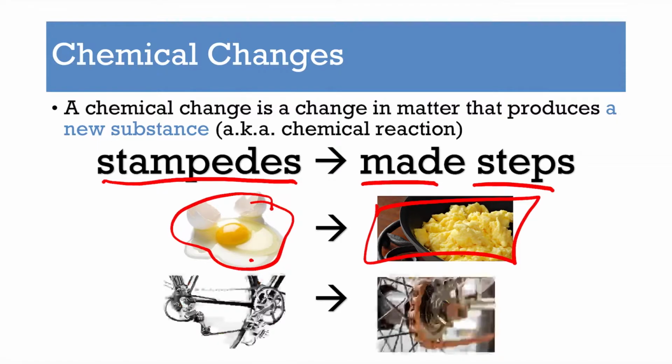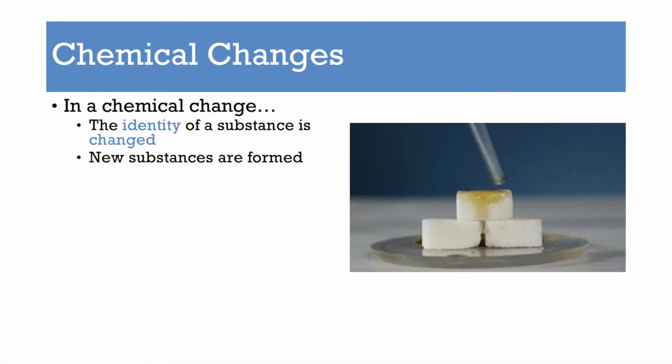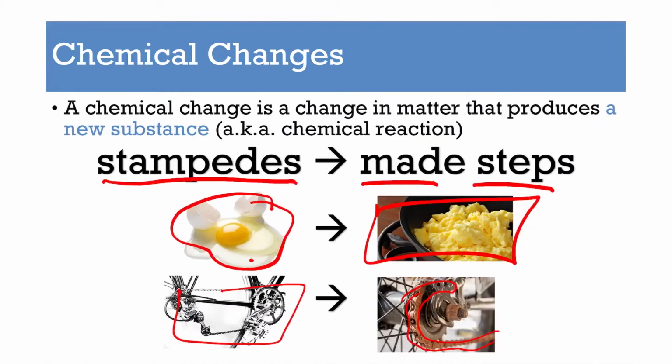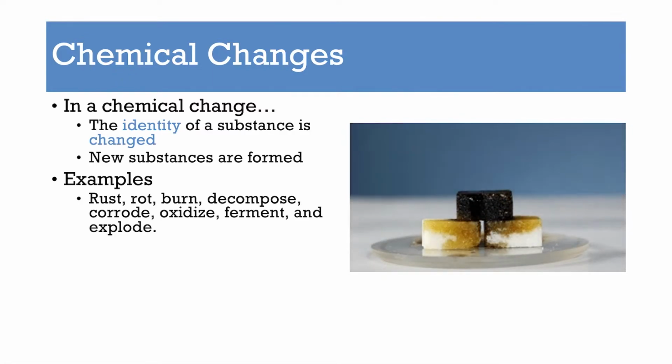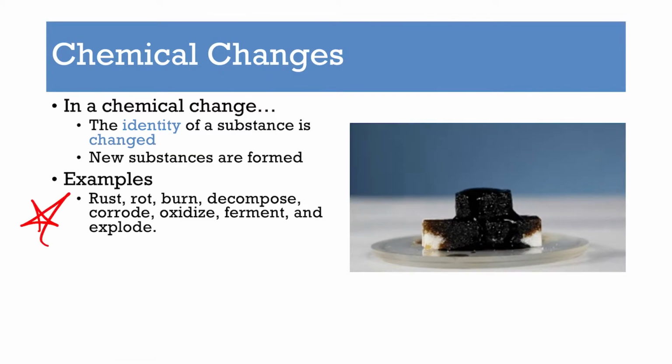If someone tells you not to leave your bike out in the rain, it will rust. All this rust, this orange stuff, is a new chemical that formed when water and other things reacted with the metal in the gears. Again, in a chemical change, the identity of a substance is changed. A new substance is formed. A few examples are rot, rust, burn, decompose, corrode, oxidize, ferment, explode. If you see those words, those are key words for chemical changes.